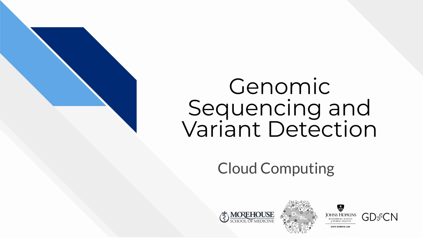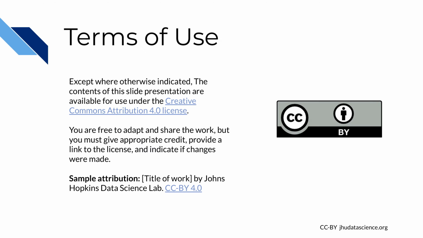In this module, we'll talk about how cloud computing and genetic variant detection work together. Cloud computing is a powerful way to perform cutting-edge data science work, without having to worry about having the right equipment. After learning the basics, anyone with an internet connection can use cloud computing to look for genomic variants. Except where otherwise indicated, this content is available for use under CC BY 4.0.